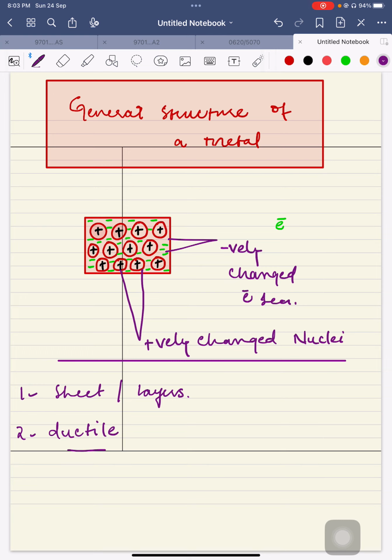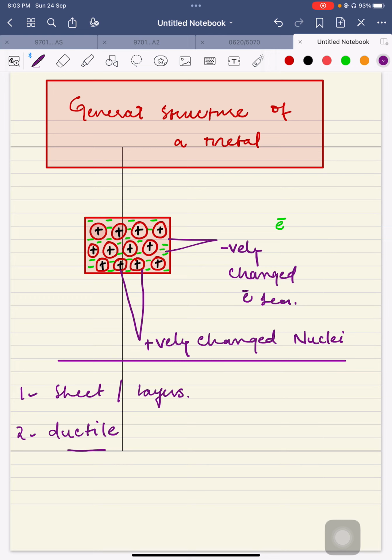Is that okay right now? So this is just the properties which are associated with this structure. There is one other property. A metal can conduct electricity in the solid state and in the molten state as well. Why can a metal conduct electricity? Due to the availability of mobile electrons.